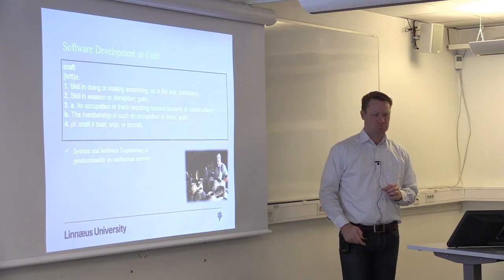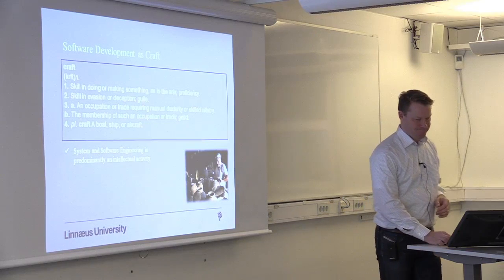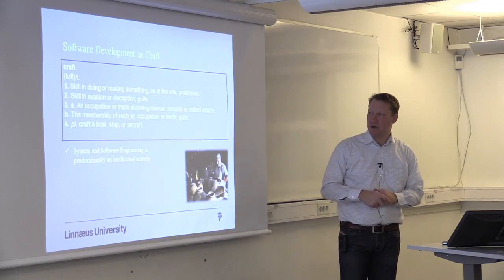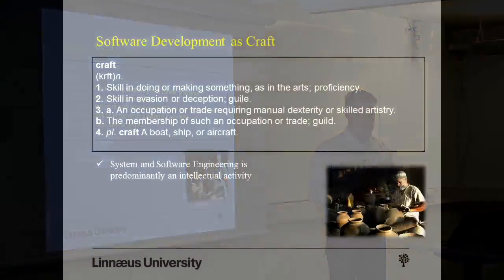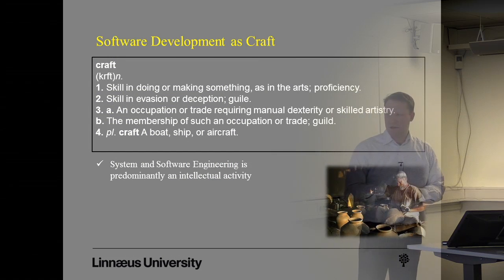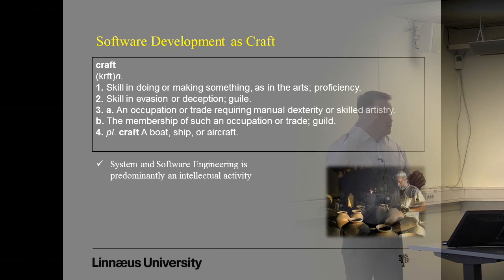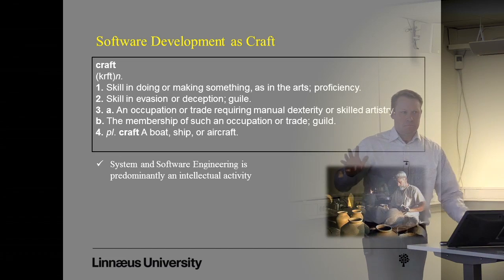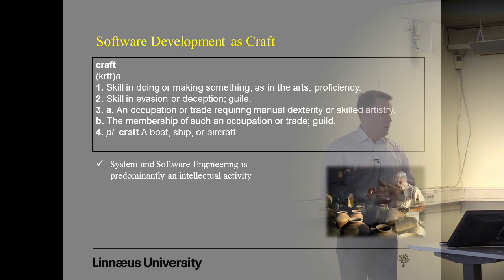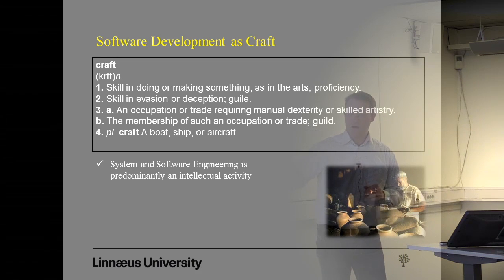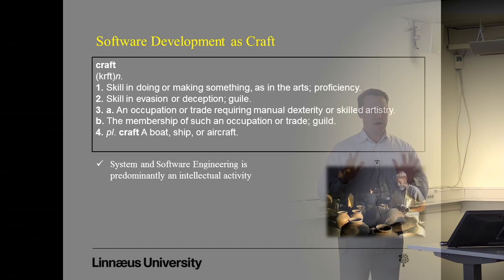Or, well, craft. We know that as skill in doing or making something, as in the arts, proficiency. Okay, system and software engineering is predominantly an intellectual activity. So we use our brains here. And there is no doubt that there are excellent individuals that are extremely skilled in developing high-quality software.